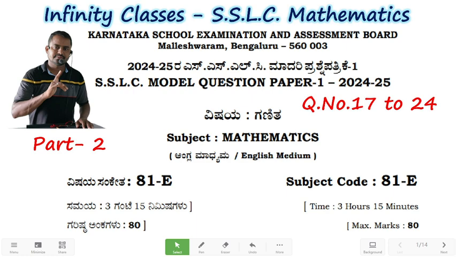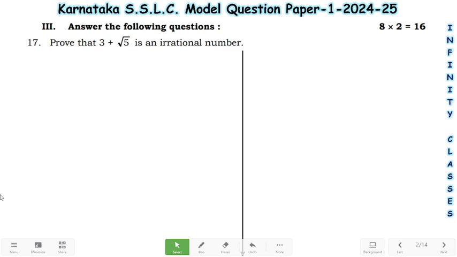In this video we are going to solve question number 17 to 24 of S.S.L.C model question paper 1 for S.S.L.C annual exam model question papers, paper 1, 2024-25. So let us see the question number 17, first one. Prove that 3 plus root 5 is an irrational number. So answer the following question here.